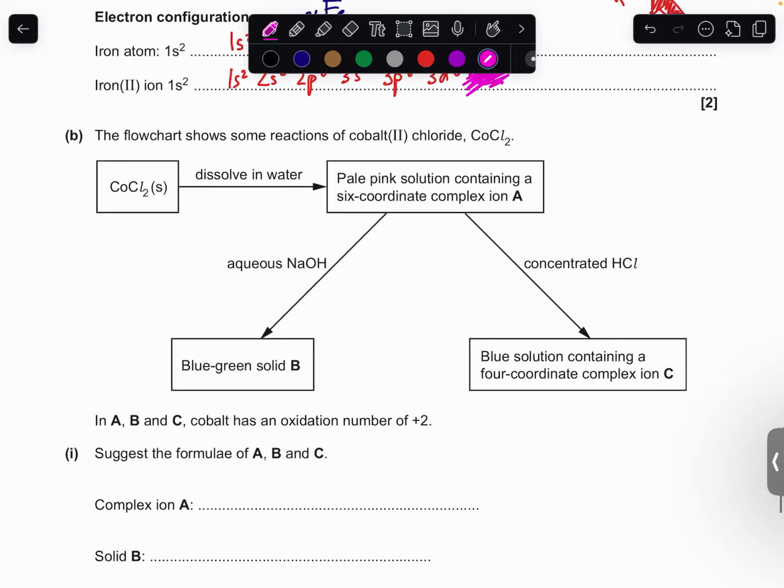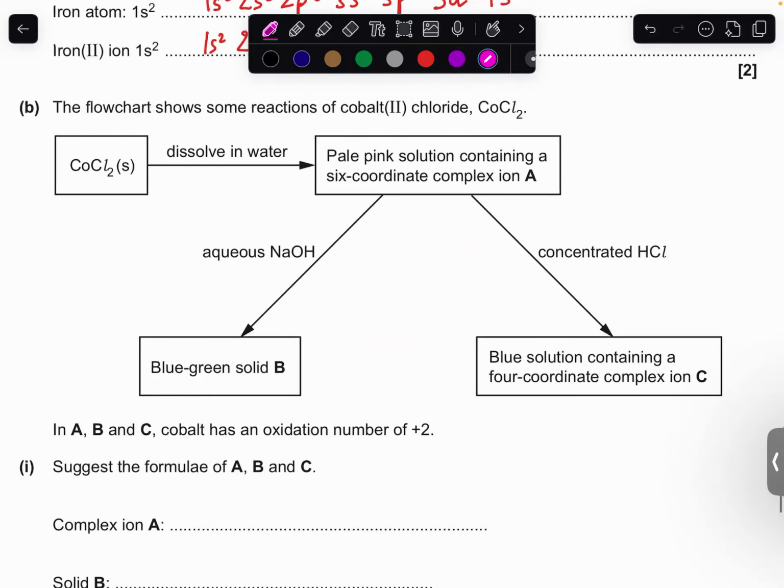Next question. Now, I'll show you the flow chart, which shows some reactions of cobalt chloride. In your syllabus, cobalt reactions are not shown in that much detail. You don't need to know that much about it, but you do need to apply your understanding of other complexes that you've learnt to this question.